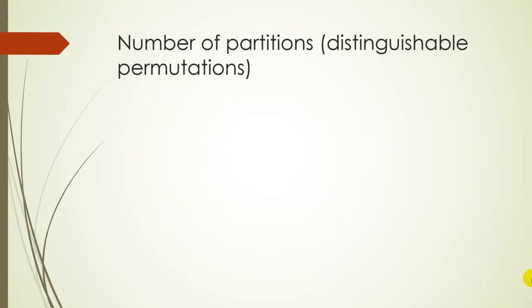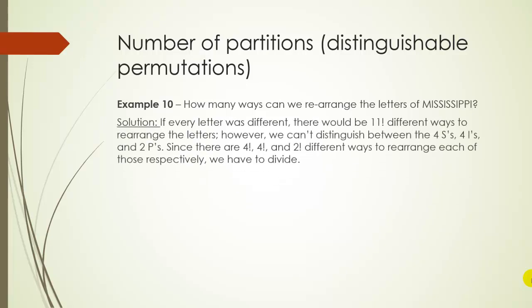Number of partitions is also called number of distinguishable permutations. For example, how many different ways can we rearrange the letters of Mississippi? A little bit of a silly exercise, but how many ways can we do it? There are 11 letters in Mississippi, so there should be 11 factorial different ways to rearrange the letters. But the problem is I can't tell the difference between some of them. There are 4 S's, and I don't know which S is which. If I switched around these S's, it would look like the same word. So there's 4 factorial different ways to rearrange the S's.